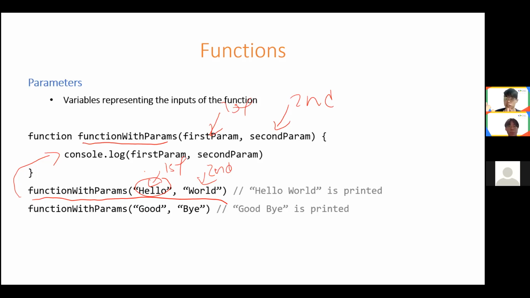So you can imagine where the reusability comes in again. This function can take in any kind of input. It can take in any values of strings, and I basically just represent them as first param and second param. So if you look at this second function call, I'm giving it good and bye. So now first param equals good, second param equals bye. And when I console log that out, goodbye would be printed.